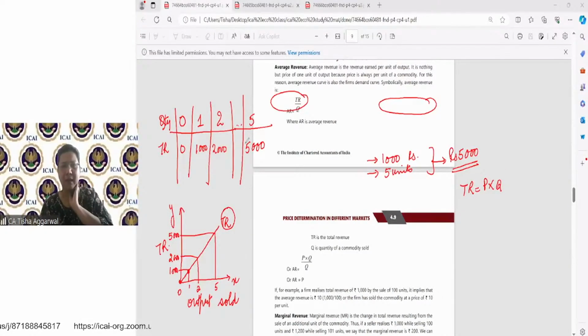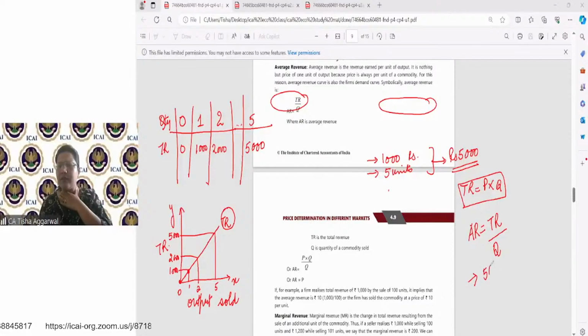I'm coming back to Palak's example. Here, Palak sold 5 units for 5,000. So the total revenue is P into Q. What is average revenue? Average revenue is what you total earned divided by the quantity. How much did Palak total earn? 5,000. By selling how many quantities? 5 quantities. So the average revenue is going to be 1,000 rupees.